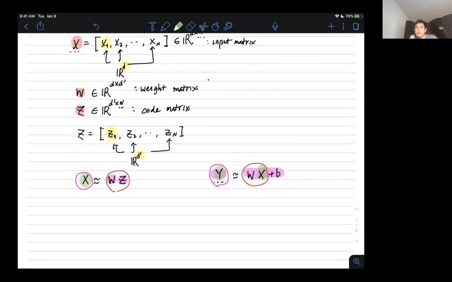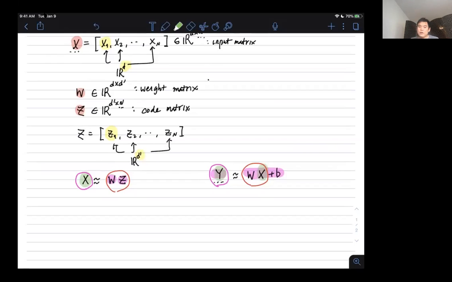This is a very interesting problem, because one thing is that it is trivial. Why is it trivial? The trivial solution is that I simply set the weight matrix to be the identity. That is, W is a diagonal matrix where the diagonal is all ones, and I set D prime to be identical to D, so the size of the weight matrix is D by D, an actual square identity matrix. And then my code matrix Z is set to be X, so my code is identical to the actual input, the observation X. Then this problem is perfectly solved.